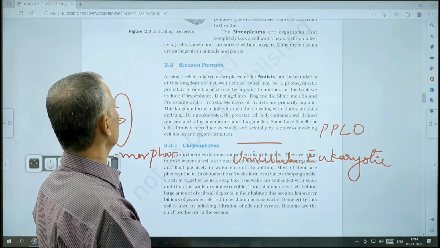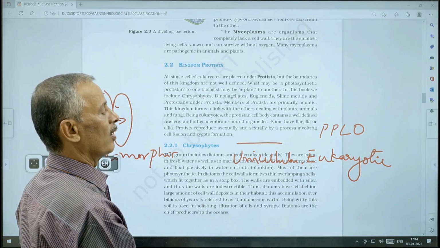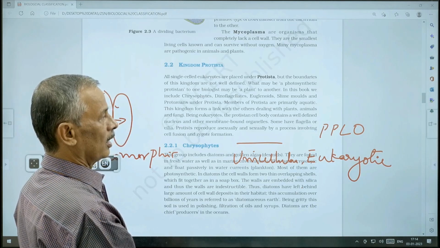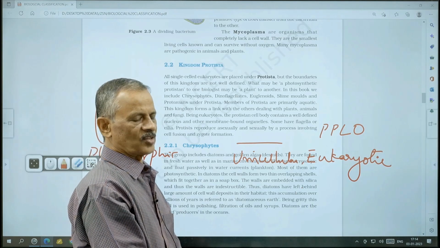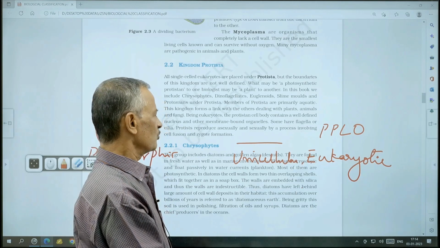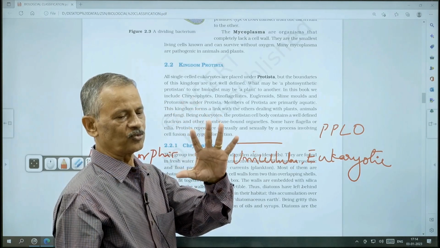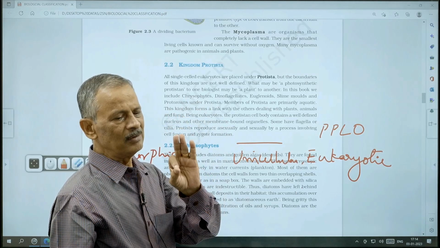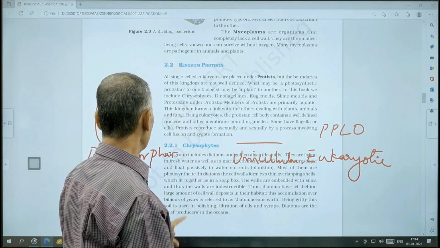They are having sometimes a cell wall, sometimes they may be absent, sometimes they may be autotrophic, sometimes may be heterotrophic. So, we are classifying them into 5 groups based upon mainly 3 features. What are the features? I will tell.